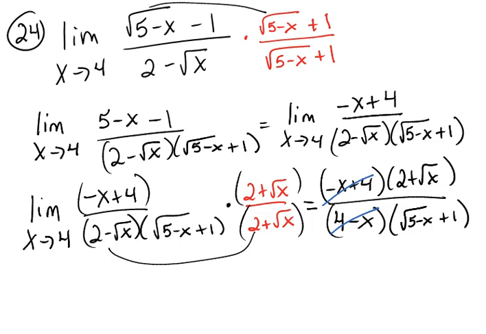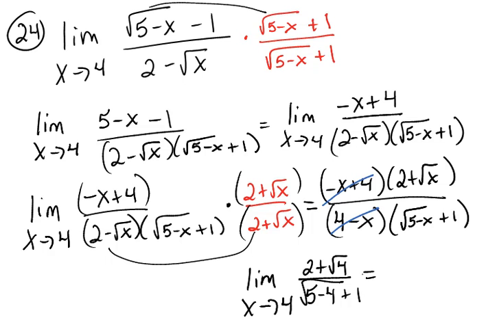And our answer, we can probably do a direct plug-in now. So we'll look at the limit as x goes to 4 of 2 plus the square root of 4 over the square root of 5 minus 4 plus 1. So 2 plus 2 is 4 in the numerator. And then over 2, right, because that's the square root of 1, which is 1, plus 1 is 2. So 4 over 2, which is 2.